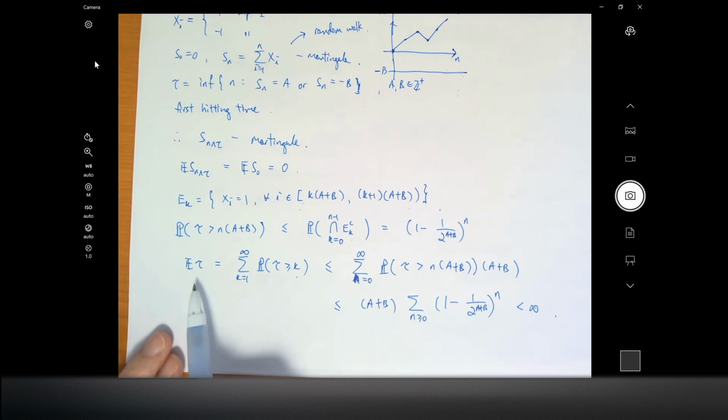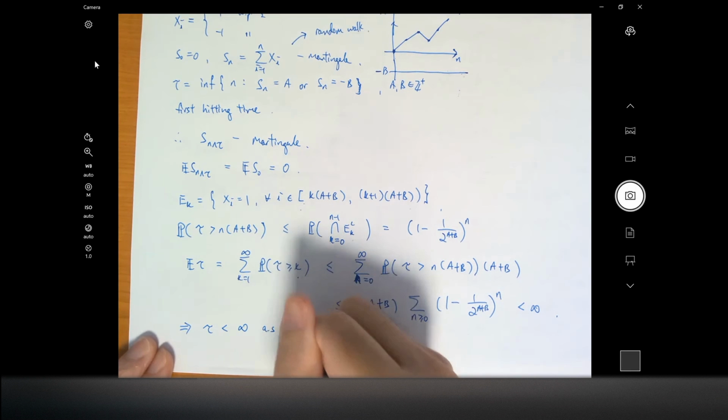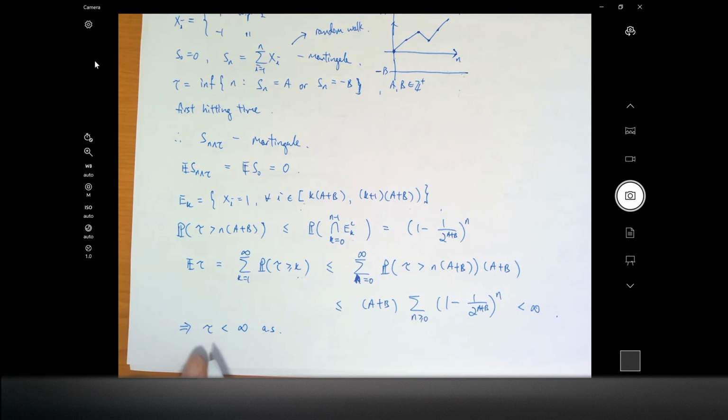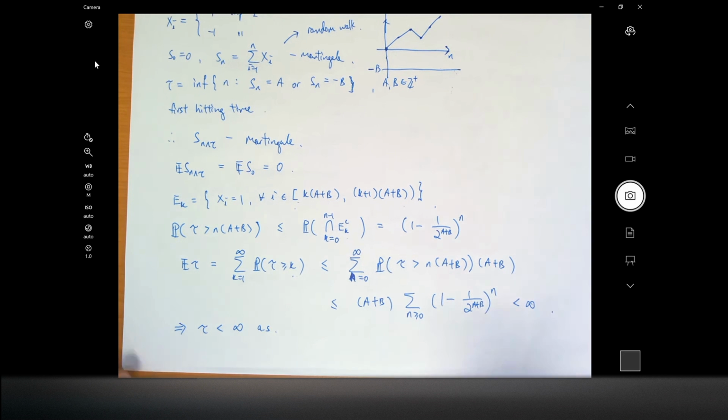Right, so we have just proven that the expectation of tau is finite. So this implies that my tau must be finite almost surely. Because if my tau is equal to infinity on a set of non-zero measure, that means my expectation will become infinite. Okay? So expectation of tau being finite implies that tau is finite almost surely.